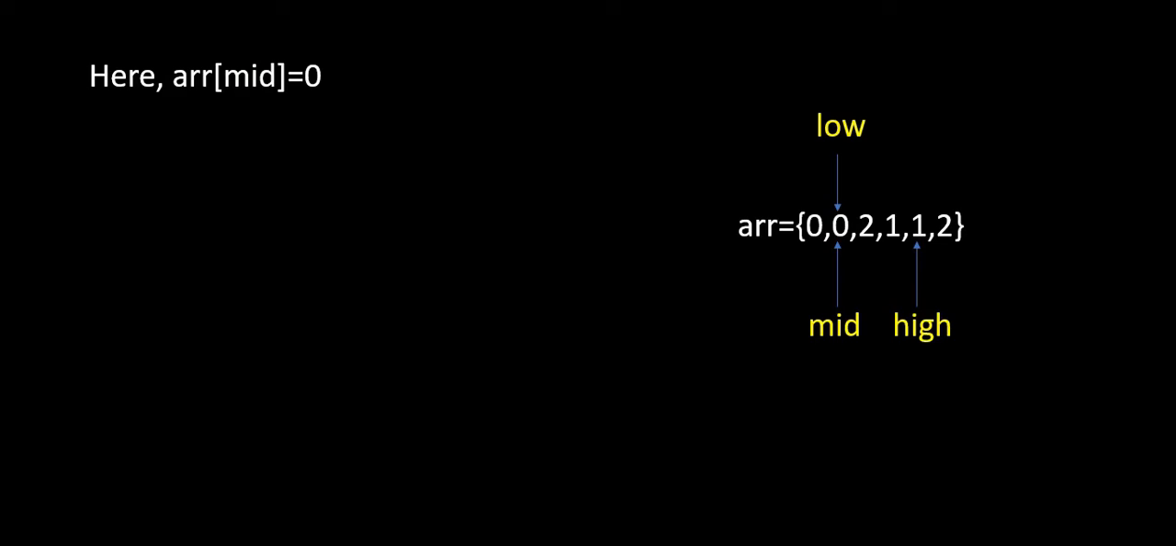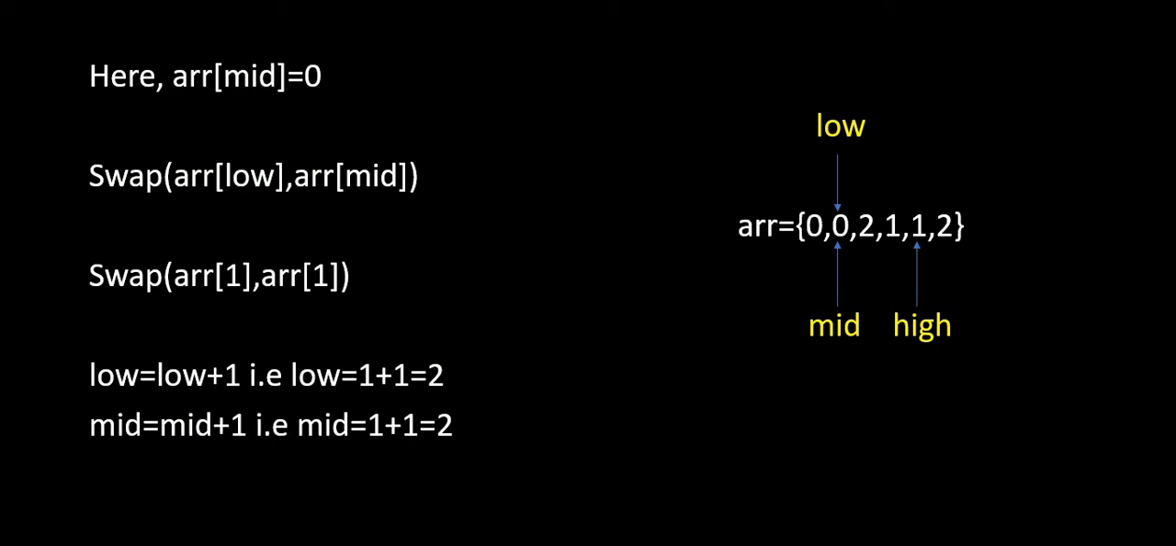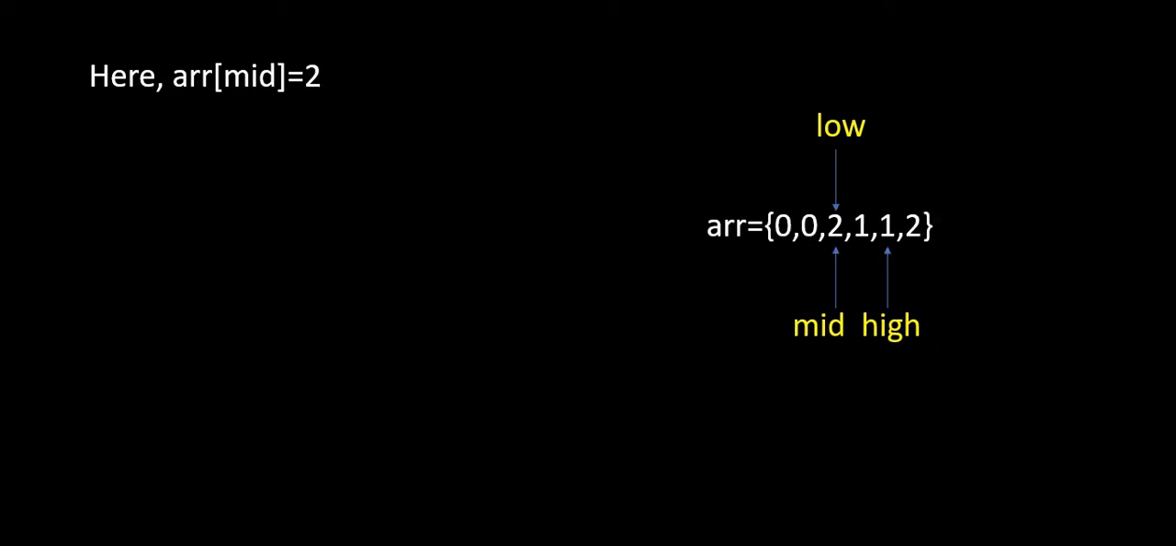Now the element at index mid is again 0, then we'll again swap the element at index low with index mid, that is array 1 will be swapped with array 1, then we'll increment low pointer by 1, that is low will become 2, and the mid will also become 1 plus 1, that is 2. So here you can see that we are continuously updating our pointers. So you can see from this diagram.